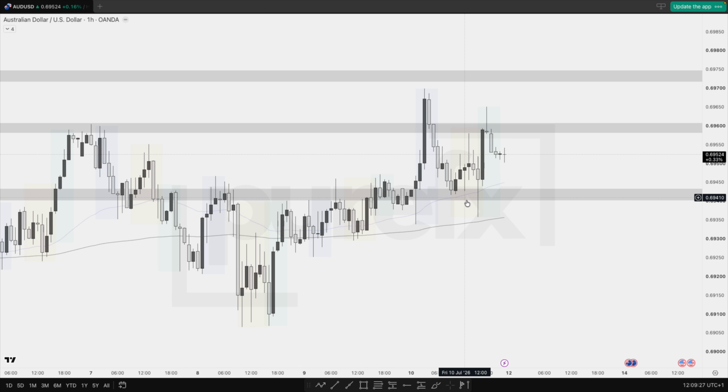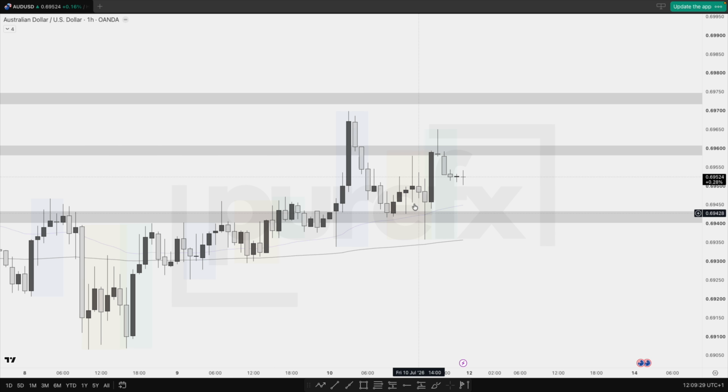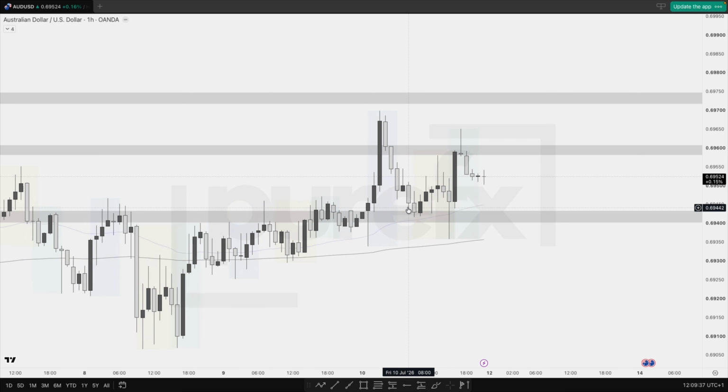From there then, London session opened up. Inside the London session, we just saw price trade within this range, and then New York session ended up sweeping London highs and then coming back down to where price currently is now.